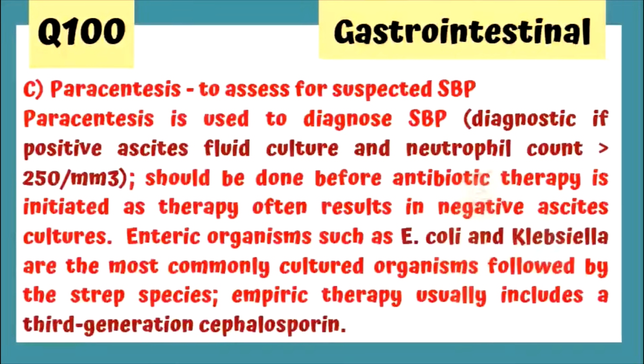All right. So here we talk a little bit about SBP. And all the way in the bottom, we see that enteric organisms such as E. coli and Klebsiella are the most common ones, and we treat the patient with SBP with third-generation cephalosporins, such as ceftriaxone.